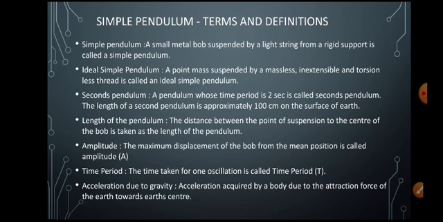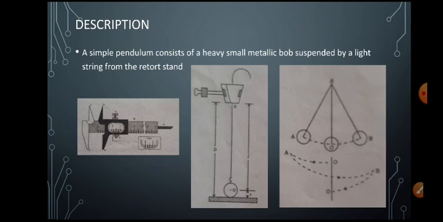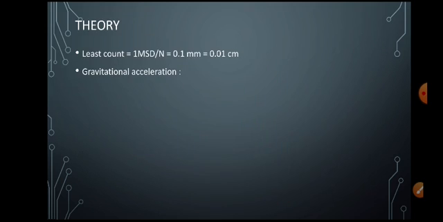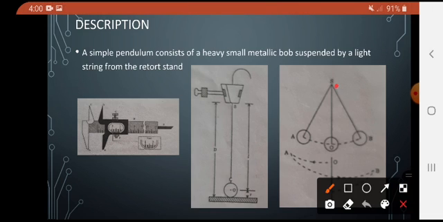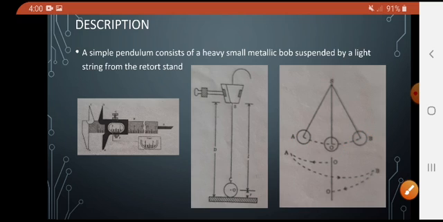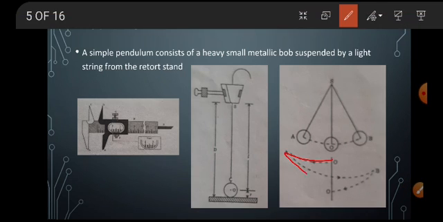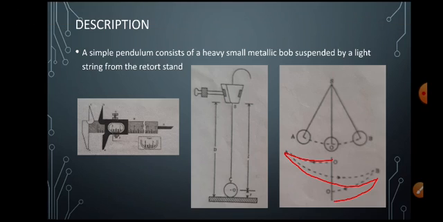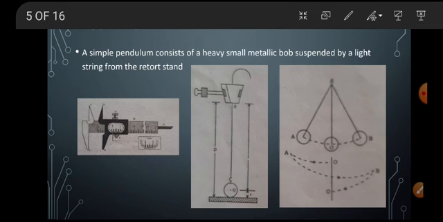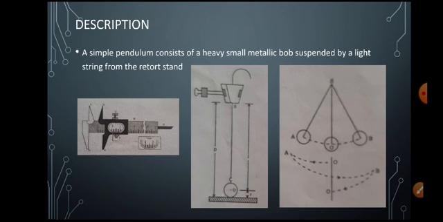Next, it makes some oscillations. Here the simple pendulum makes some oscillations, going here and there, right? You can see this. From the mean position it goes extremely left, comes to the right, and comes back to the mean position. This is called one oscillation.